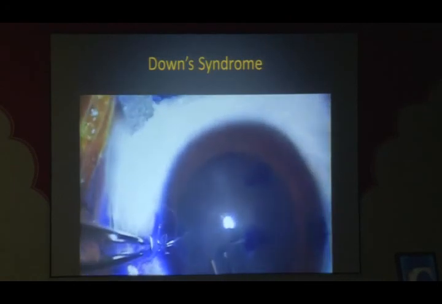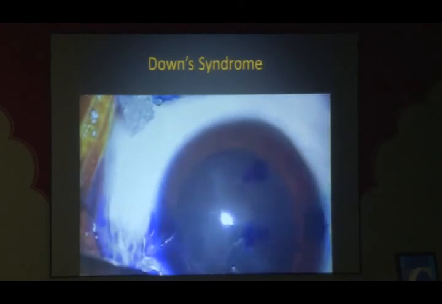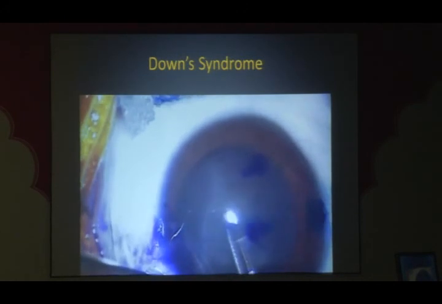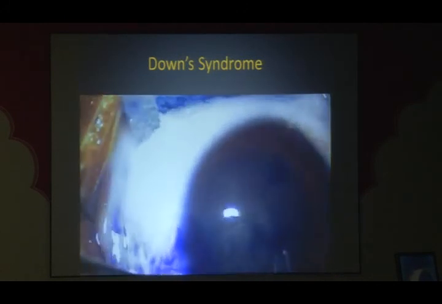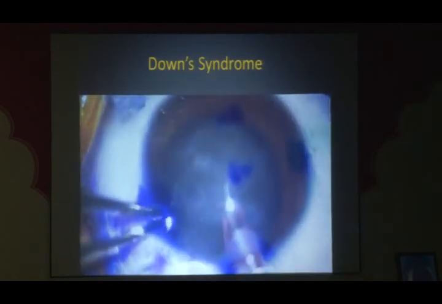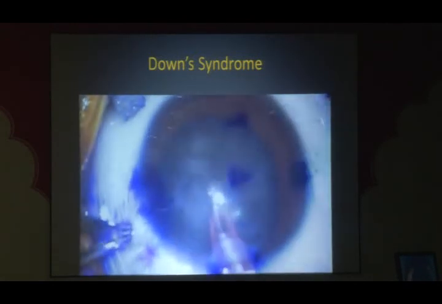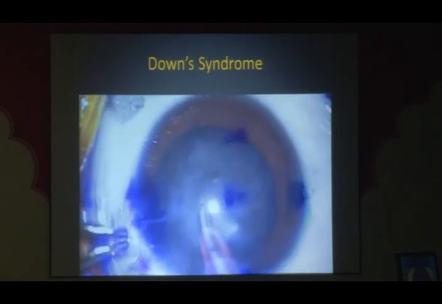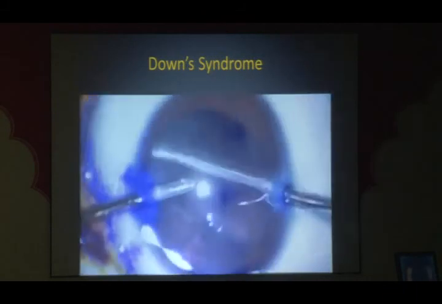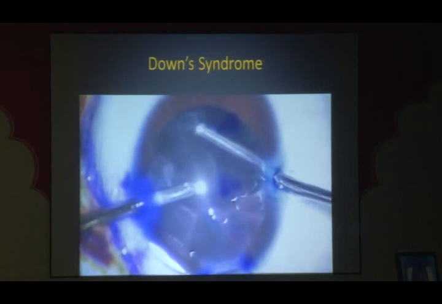I like using trypan blue for pretty much all my cases, because even though you can visualize the capsule, many times afterwards you really want to know where that edge of the capsule is, and it helps when you have trypan blue. And here I'm using the phaco, but you can see how easy it is to take the nucleus out. You could even do it with the bimanual irrigation aspiration technique without even the phaco, but just watch this thing suck out. And now the cortex. I'm sorry.